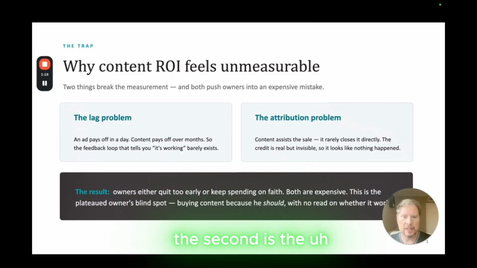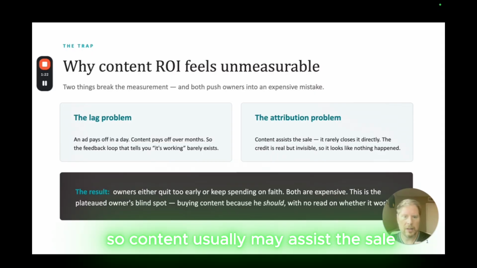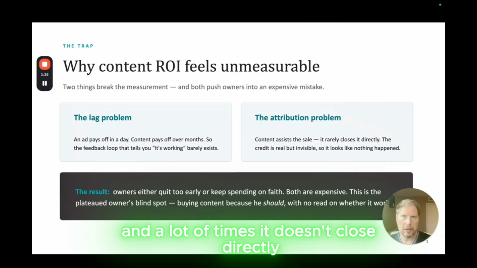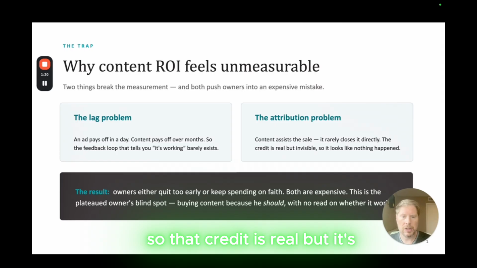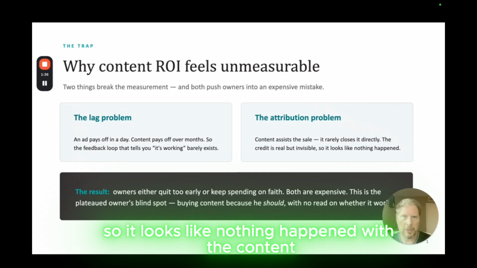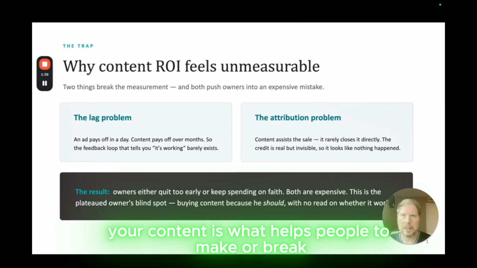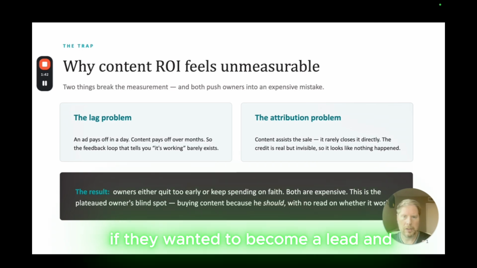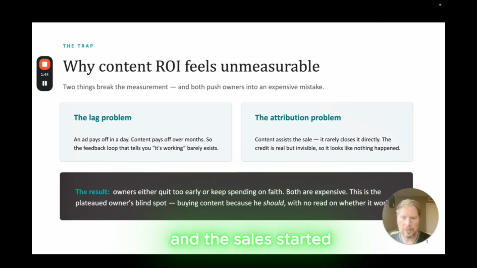The second is the attribution problem. Content usually may assist the sale but may not lead to the sale, and a lot of times it doesn't close directly. So that credit is real, but it's hard to see what's actually going on. It looks like nothing happened with the content, but it may be that your content is what helps people to make or break if they want to become a lead and the sale started.